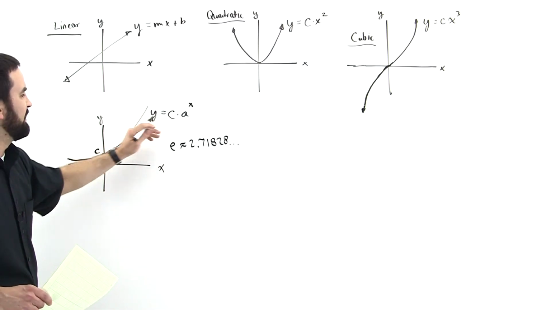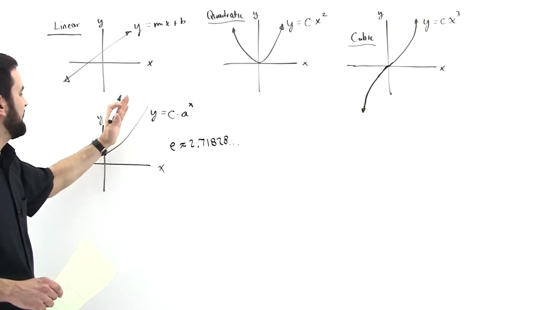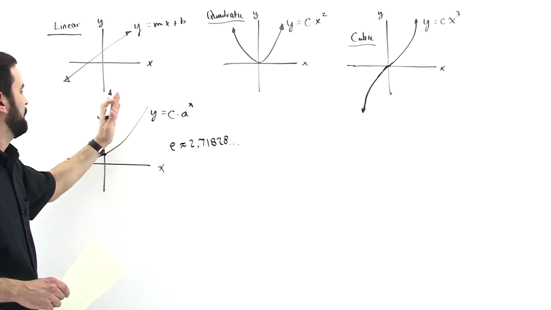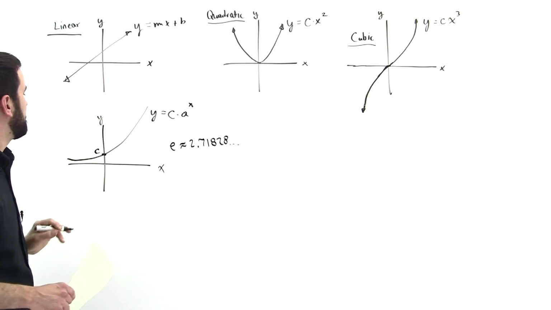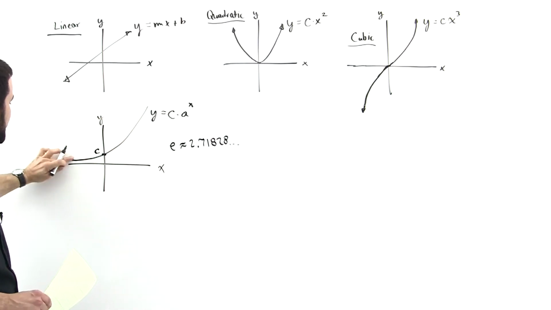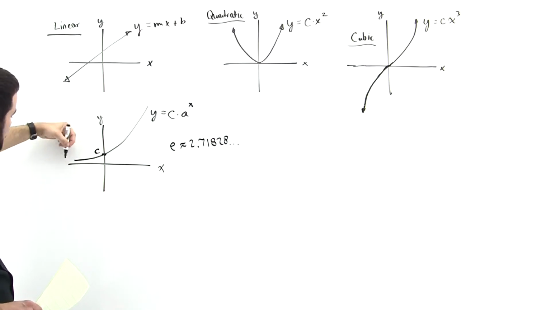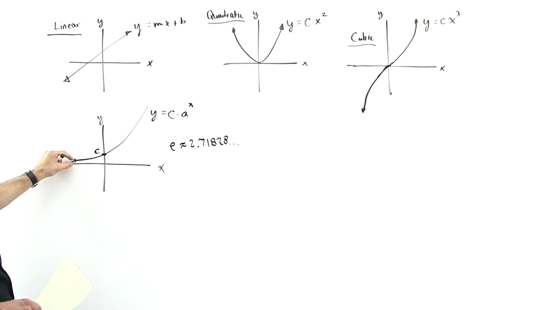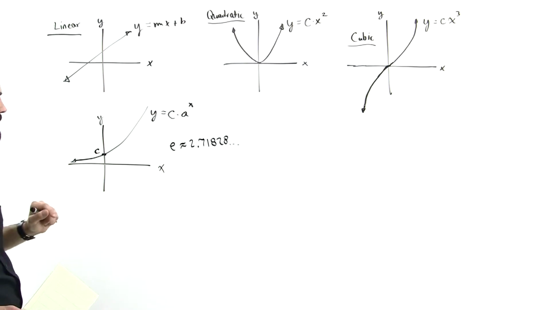If this constant is bigger, then it'll be steeper like this. Obviously, also, if this number is bigger, then it will be steeper as well. And then it's asymptotic on the back side. It's asymptotic in this direction. That is, it approaches the x-axis and it gets very, very small very fast out here.